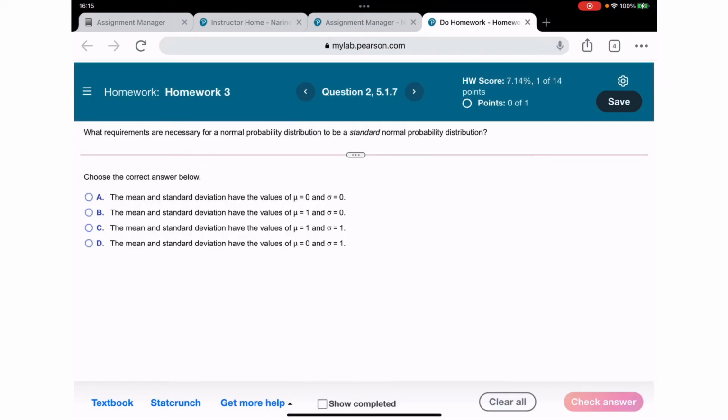Next question. What requirements are necessary for a normal probability distribution to be a standard normal probability distribution? So what is a normal probability distribution and what is a standard normal probability distribution? A normal probability distribution, as I said a minute ago, is when data are bell-shaped, symmetric, when mean, median, and mode are equal to each other. Standard, when we are standardized, since data can be enormously large, to make it easy to work with, we make it standardized.